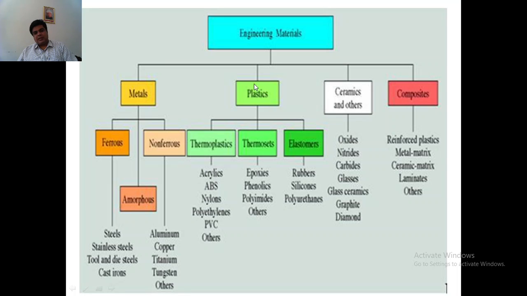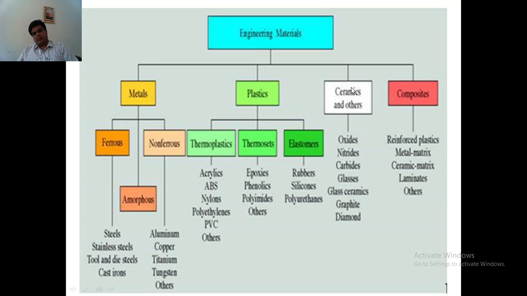One more class of materials is the plastics. Many of you know that in our daily life we use plastics. Also one more classification is the ceramics. Ceramics are nothing but, a simple example I can give is glass, and your household tiles or walls, ceramic, RCC, cement, bricks, concrete, granite, stone.